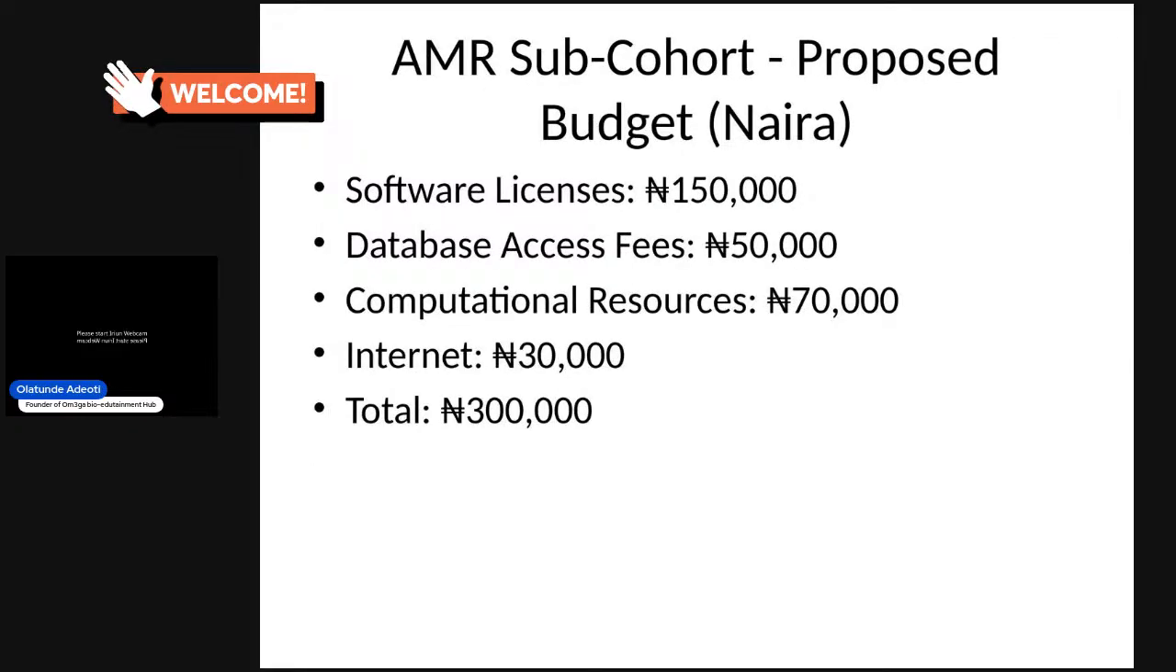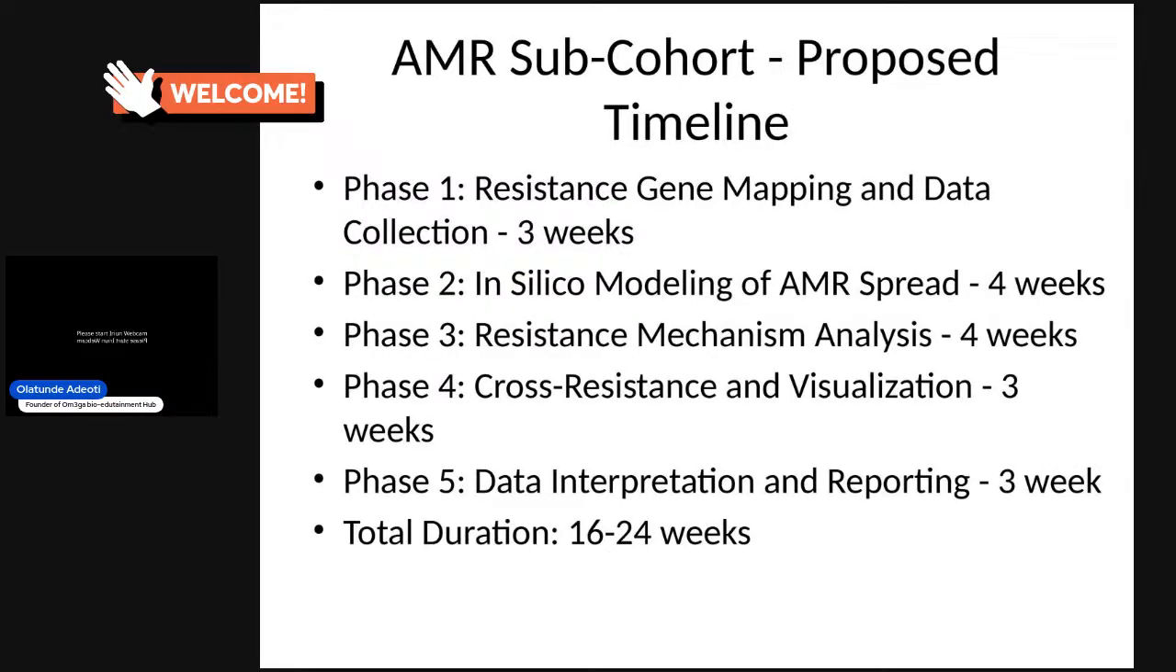Then for the antimicrobial resistance cohort group, these are rough estimates, and that's the minimum. It ranges from 300,000 to as much as 3 million per cohort group. So it depends. From the first time you start, the first phase is going to be a minimum of 3 weeks, followed by 4 weeks, followed by more. All these are just rough estimates. You can spend less and you can spend even more if care is not taken.